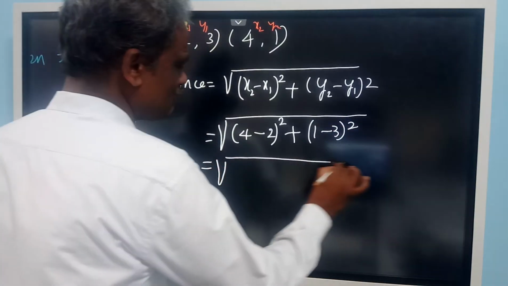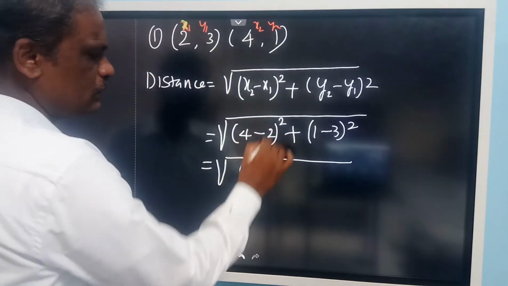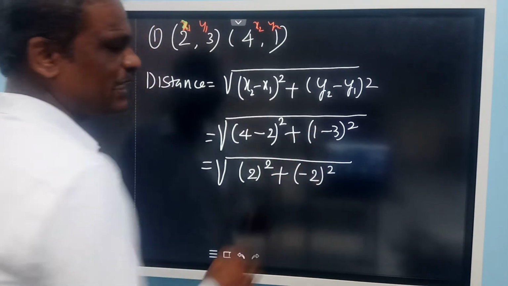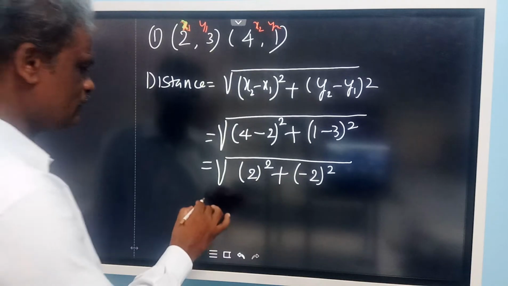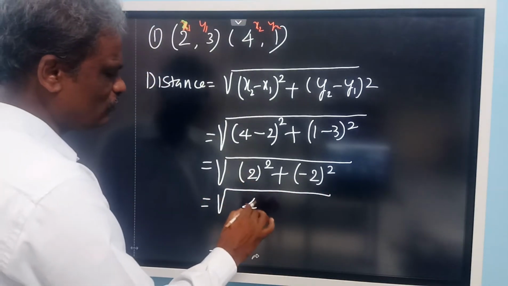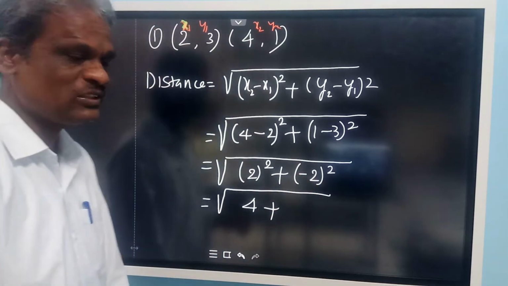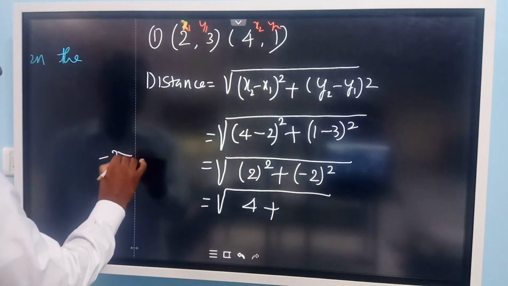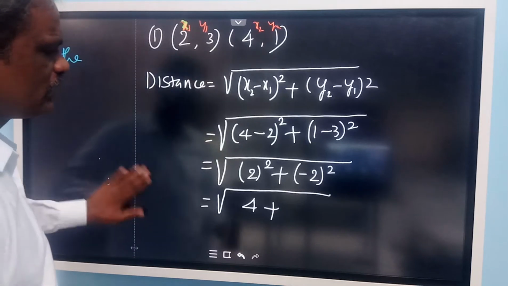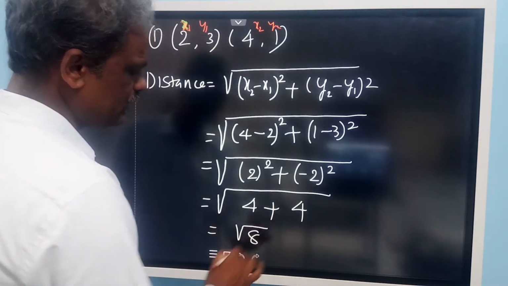So let us simplify this. 4 minus 2, inside the bracket 2 and whole square. 1 minus 3 is minus 2 whole square, a negative number inside the bracket. Now we will simplify this further. 2 square is 4, 2 into 2, 4. And this is minus 2 whole square, minus 2 into minus 2, which is also 4 only. So you can write here plus 4. So you are getting root 8.